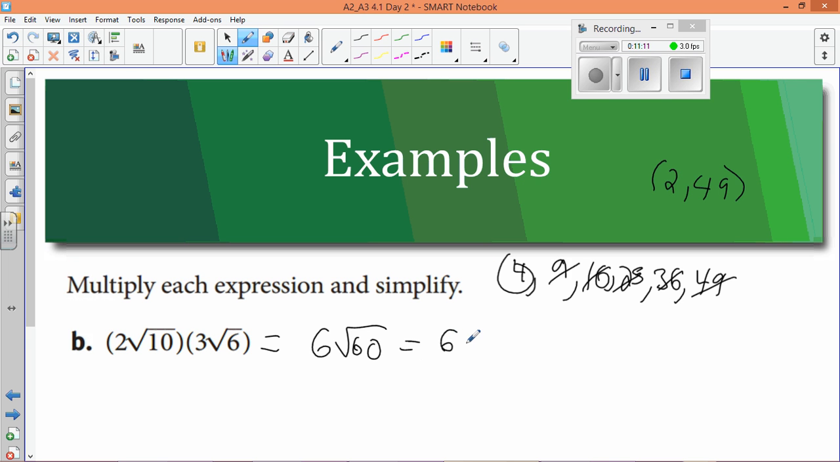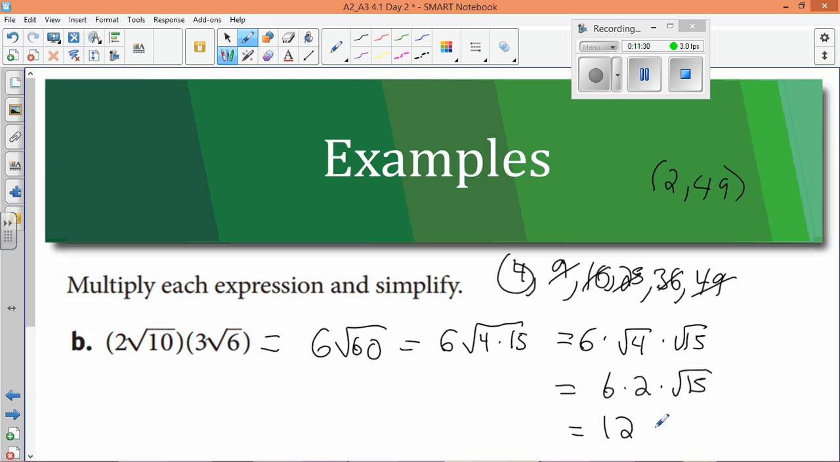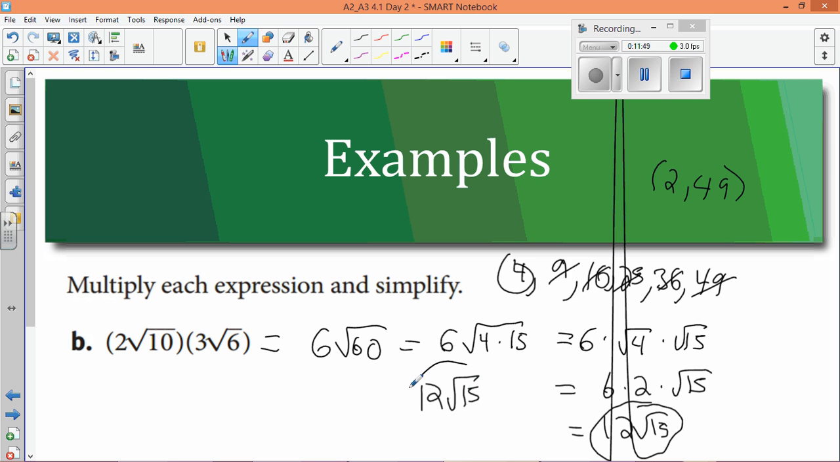So I keep 6 root 60, except I convert 60 into 4 times 15. I convert that to 6 times root 4 times root 15. And then 6 times root 4 turns into 6 times 2 times root 15. 6 times 2 is 12. Root 15 is my final. Whoa! That totally made a really weird line. That looks like a huge spike in a wave. I don't know what that is. Ignore it. Final answer, 12 root 15. I'll write it down just for clarity: 12 square root of 15.